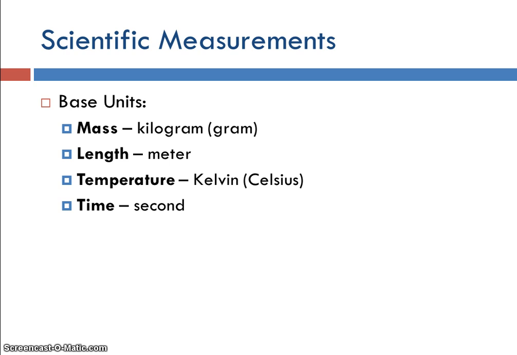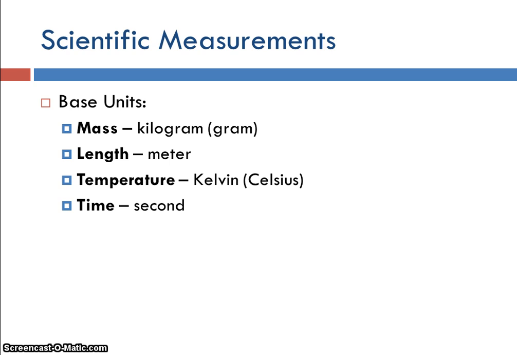For length, instead of using yards or feet or inches like you may be familiar with, for chemistry we tend to use the meter or centimeter, millimeter, any of the derivations of meter. For temperature, you may be familiar with Fahrenheit, but we're going to use Celsius most of the time, and for 1 or 2 chapters we'll have to use Kelvin, which is the actual standard base unit. And for time, the base unit is seconds.